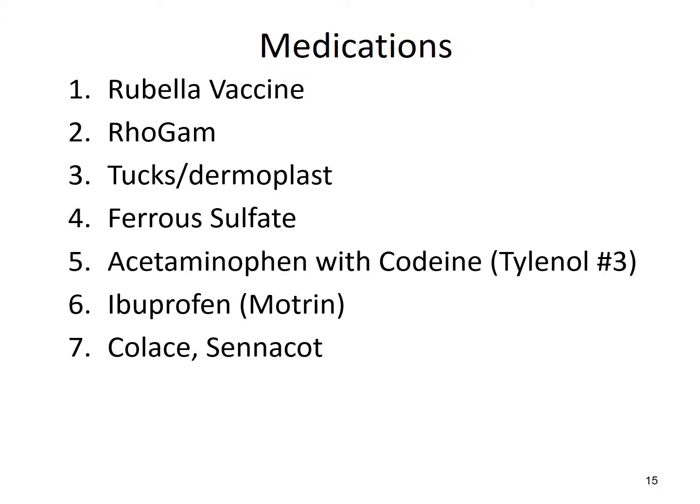Speaking of RhoGAM, it is given to an Rh negative mother at 28 weeks and after a normal delivery of an Rh positive newborn. It is also given after any invasive procedure, including a miscarriage. It's also given after a motor vehicle accident. The lab test that's used is called the Kleihauer-Betke blood test. We will talk about these again in newborn care.